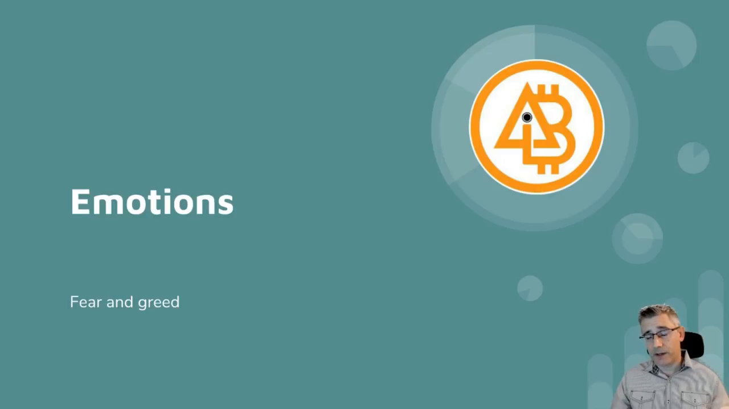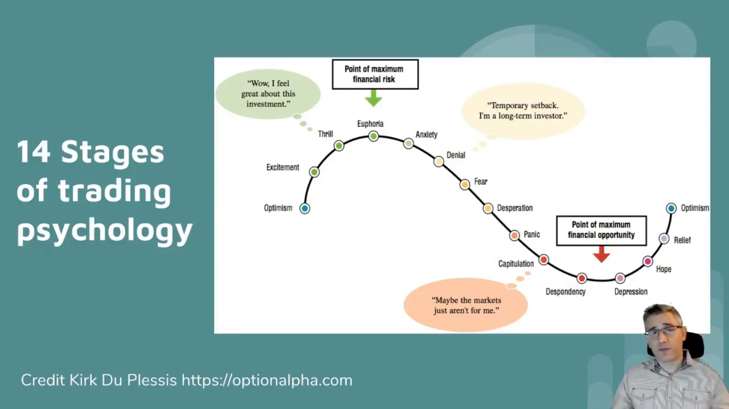Emotions, fear, and greed. They drive human behavior and they drive the markets. So there's about 14 stages of commonly accepted trading psychology, starting with optimism, excitement, then thrill. Wow, I feel great about this investment. This is usually the stage where the media starts pumping something. Then the euphoria stage at the top.